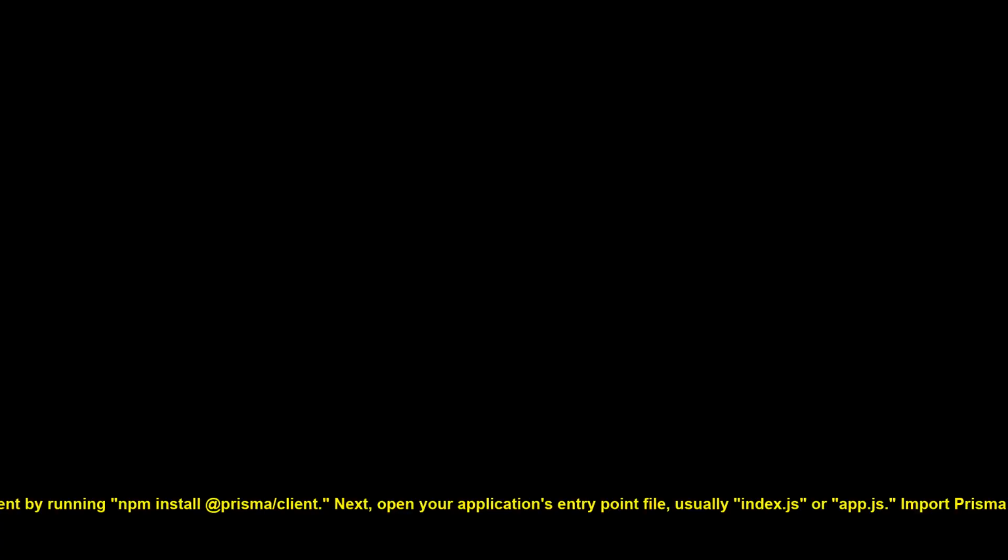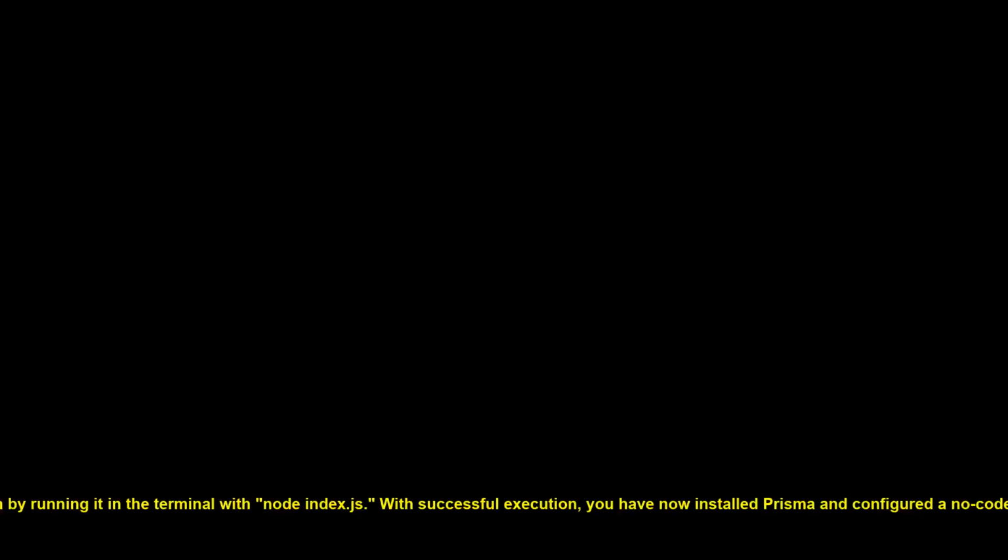Next, open your application's entry point. Create a new instance of Prisma Client in your code. Write a simple function that queries the data model you just defined. Test your application by running it in the terminal with node index.js. With successful execution, you have now installed Prisma.